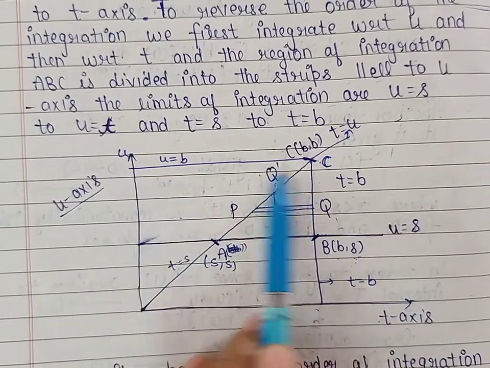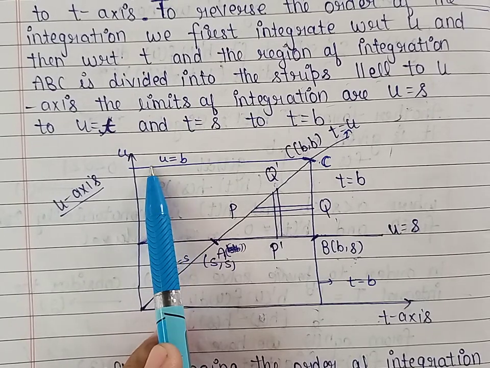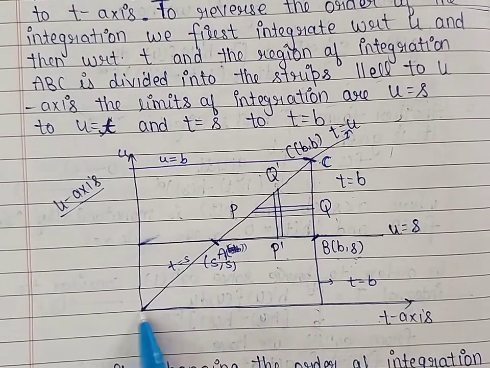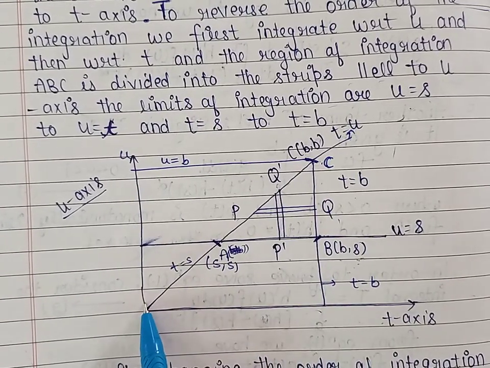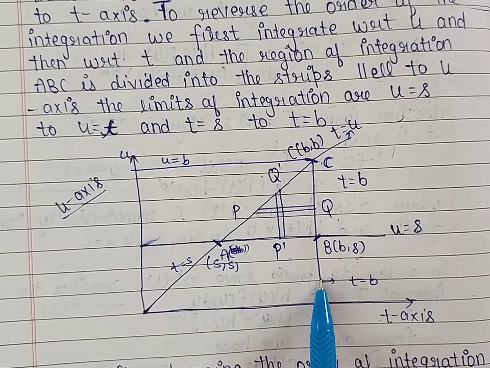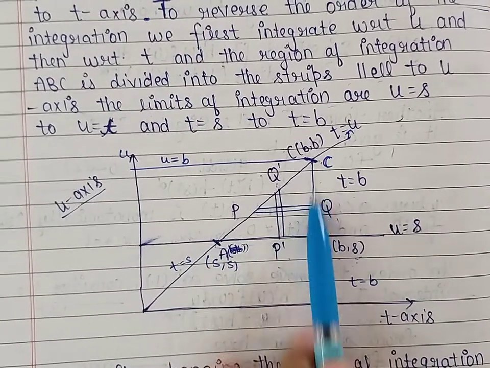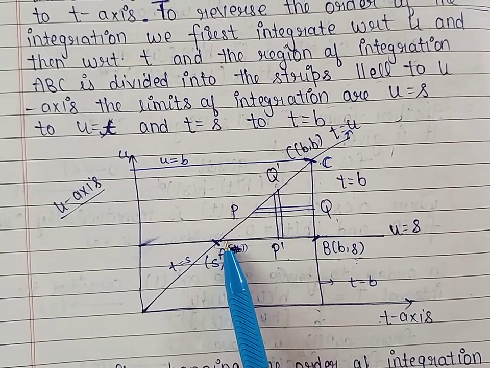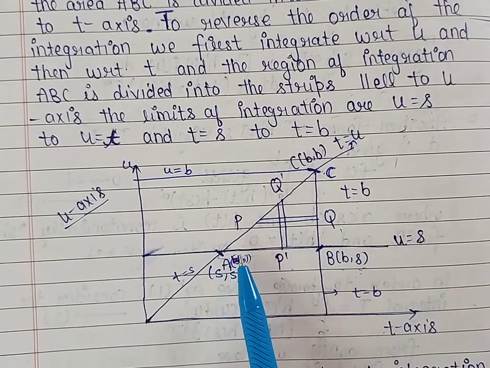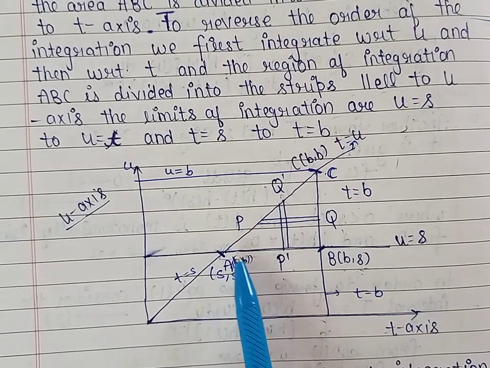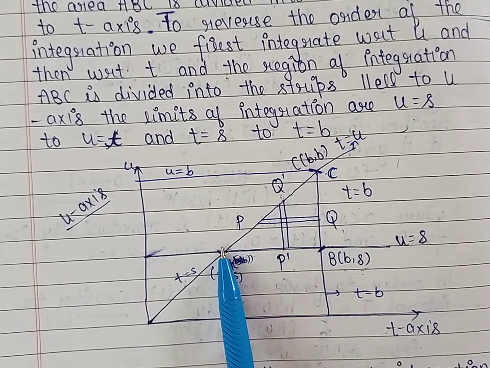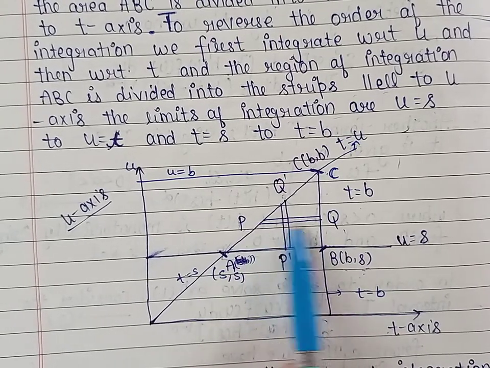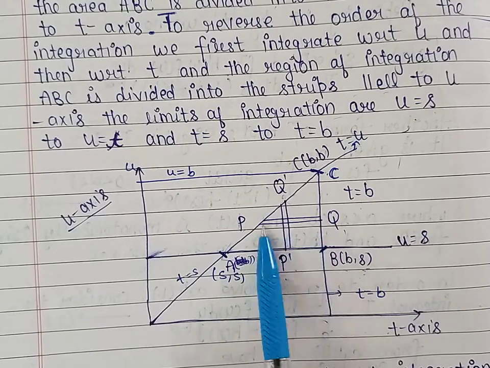This line is also parallel to the t axis, given by u equal to b, and this line is parallel to the u axis at a distance b from this line. So this is t equal to b. This triangular region ABC is the region of integration. Now in this given integral, the area ABC is divided into strips of this kind, strips parallel to the t axis. One such strip is the strip PQ.